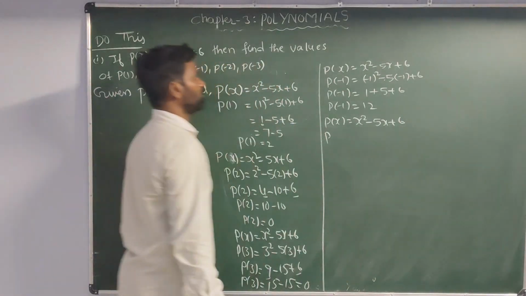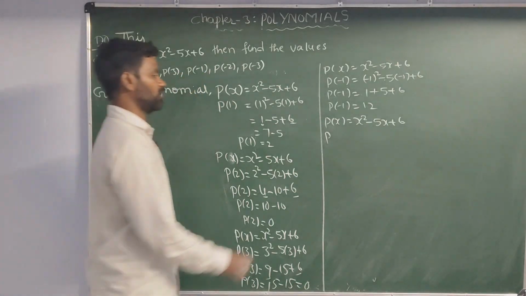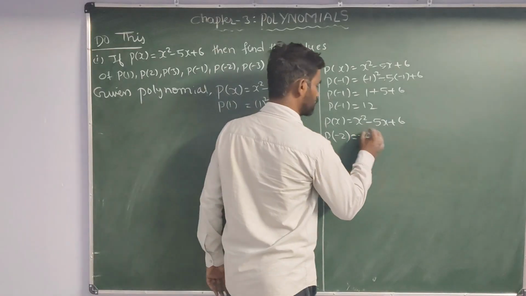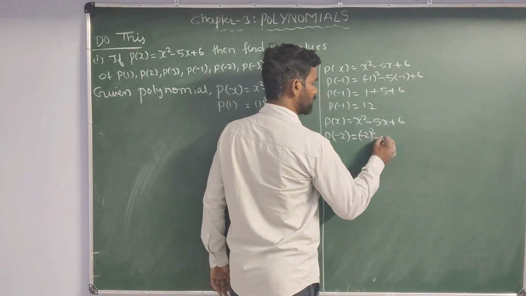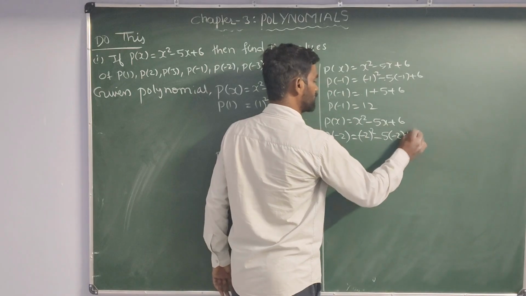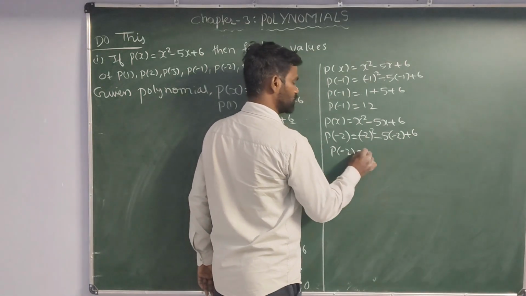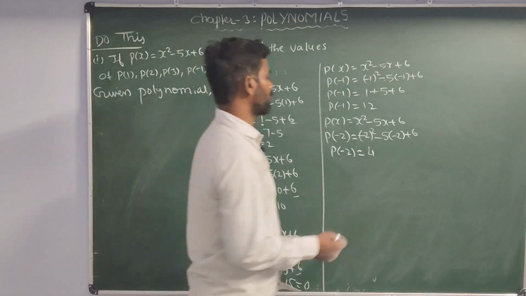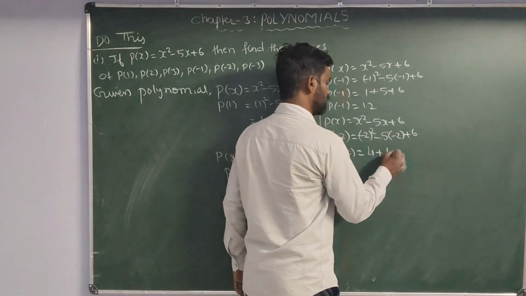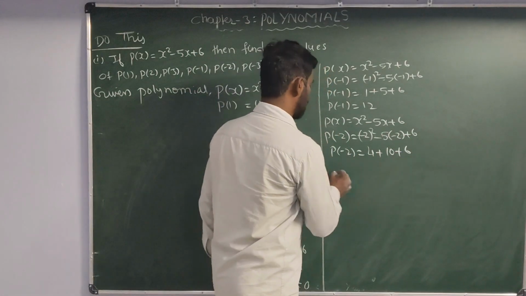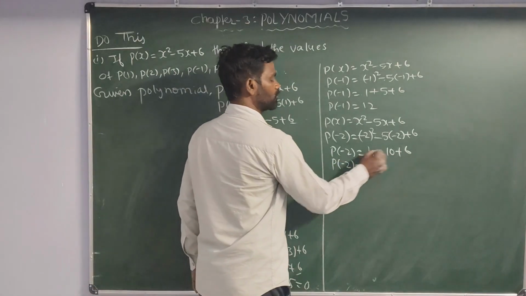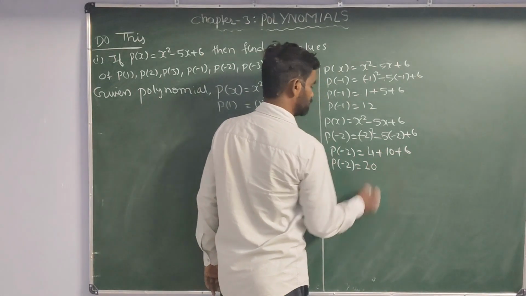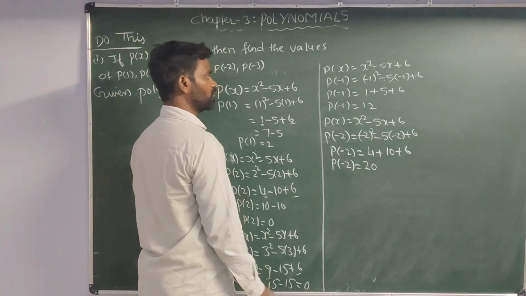Now find the value of P of minus 2. Wherever x is there, you substitute minus 2, that is minus 2 whole square minus 5 into minus 2 plus 6. P of minus 2 is equal to minus 2 square is 4. Minus into minus plus 2 into 2 it's 4. So minus into minus plus 5 2s are 10 plus 6. Now all are positive, just add up. So sum up 4 plus 10 it is 14. 14 plus 6 it is 20. So P of minus 2 is equal to 20.